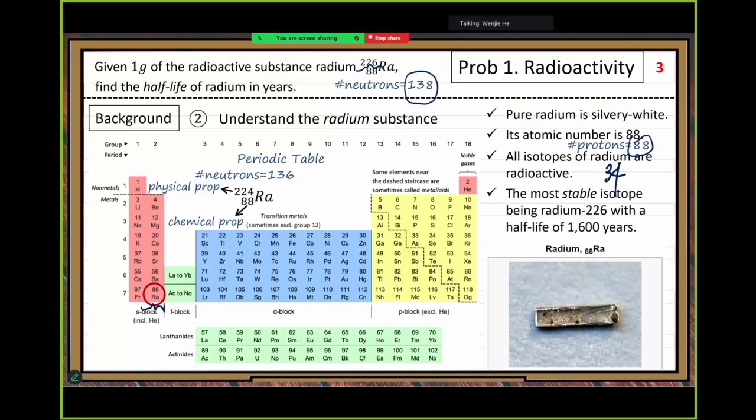The most stable isotope. So our current one, this one is the most stable one. Half-life 1,600 years. Longest half-life.